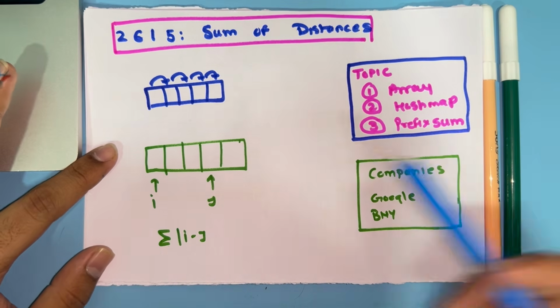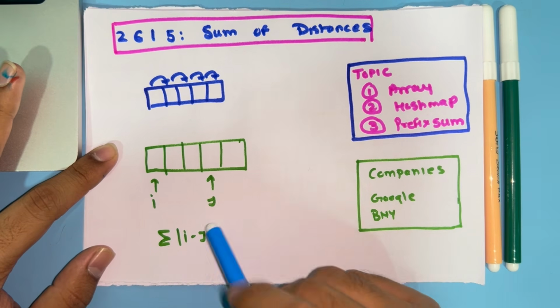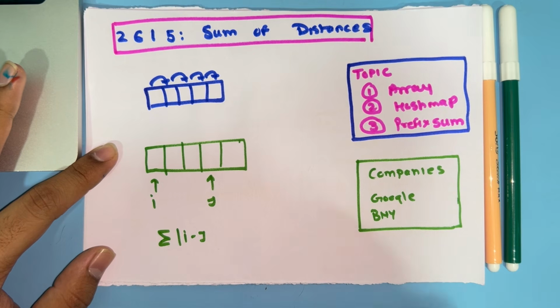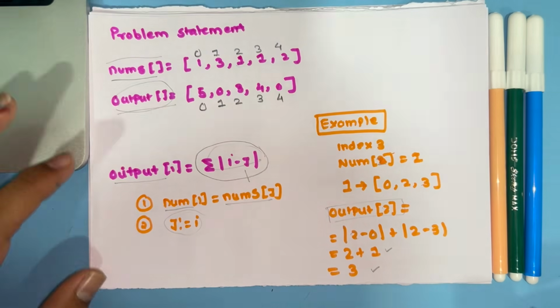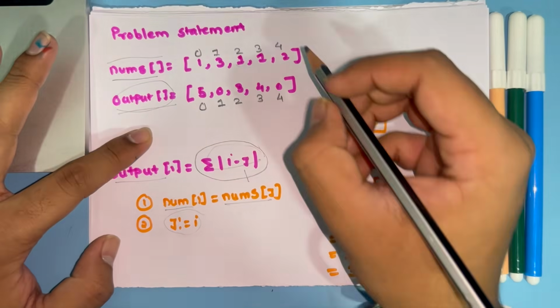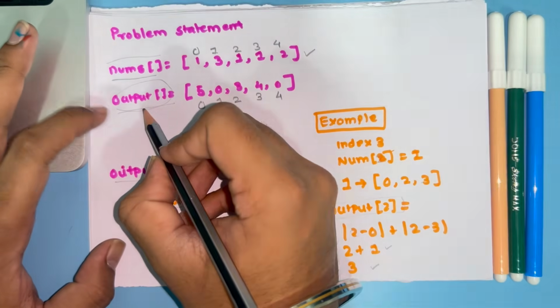So today's LeetCode problem 2615, sum of distances. It has been asked in Google. So let's solve this. Okay, so let's go through the problem statement. We have been given a nums array and we have to calculate this output array.